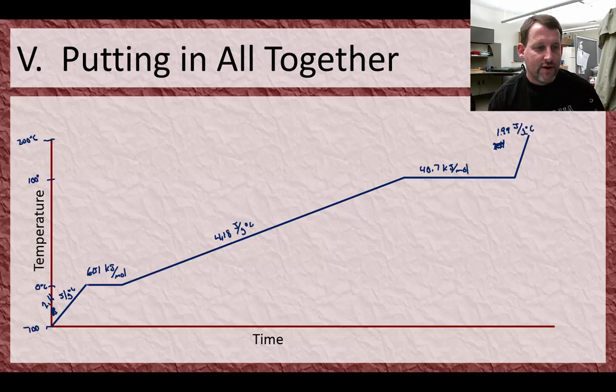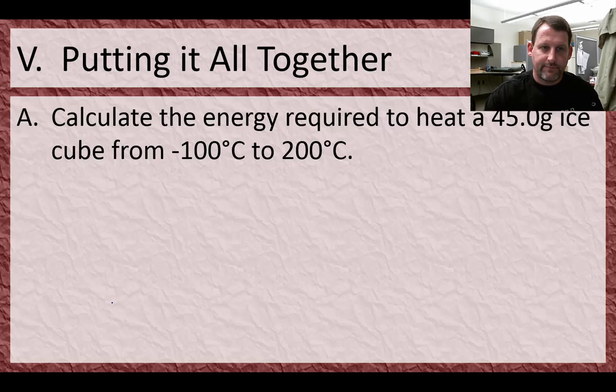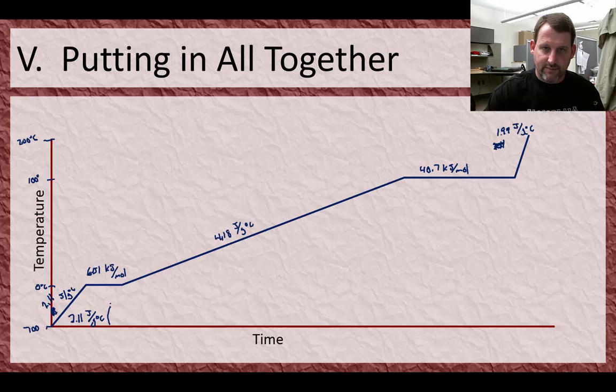All right. So down here, what we're going to do is we know it takes 2.11 joules per gram degree Celsius times, we have how many grams in our problem? Oh, I didn't write that down. Let me skip back a step. 45 grams. Let me write that up here. 45.0 grams. So we have 2.11 joules per gram degree Celsius, but we have 45 grams. So we have to multiply by 45.0 grams because we have more than that.